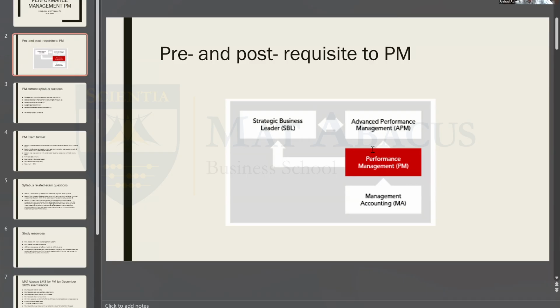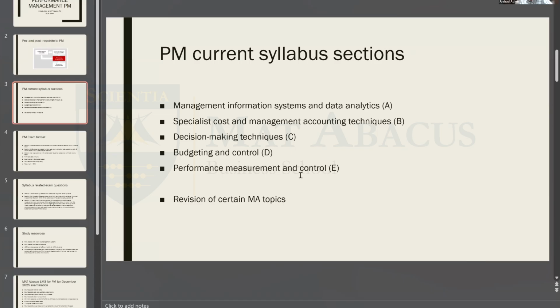Now, this paper is made up of 5 sections of the syllabus: A, B, C, D, E. And this is what we will cover during our teaching. Our teaching, as I will show you afterwards, will be made up of 20 lectures. The first part, which we will start on the 11th of February in Kampala, I'll be traveling next week, Sunday, will be about management information systems and data analytics, followed by cost and management accounting techniques.